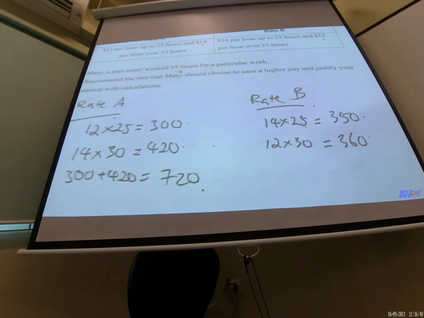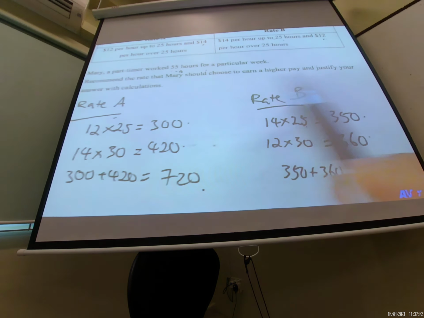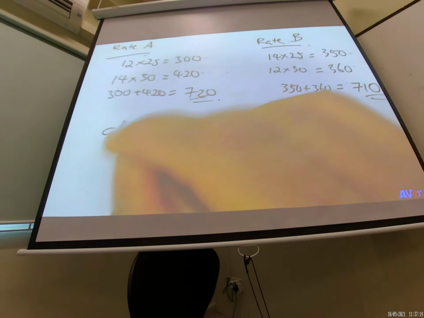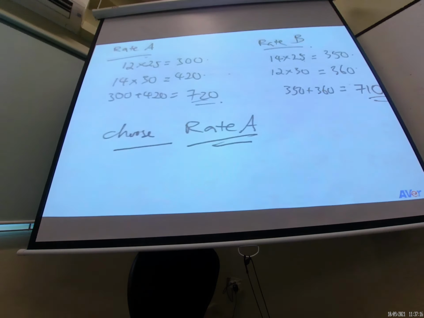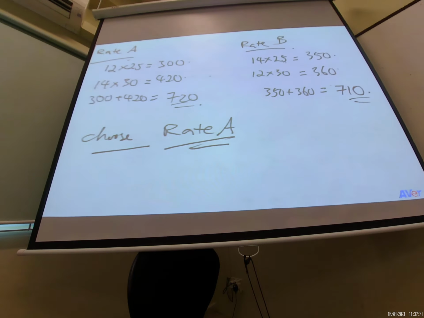So if she chooses rate B, she will get 350 plus 360 equals 710. Okay? So if you were to recommend the rate that Mary should choose to earn a higher pay, 720 is higher than 710. Okay? So choose rate A. Because with rate A, she will earn more. Okay?